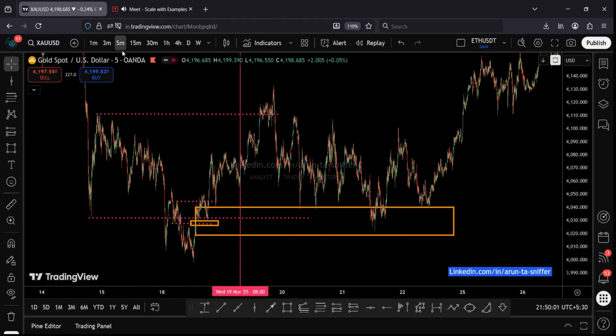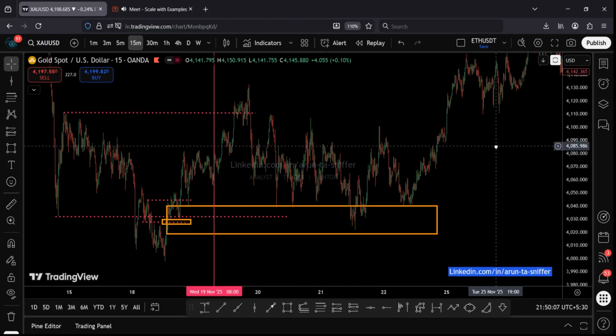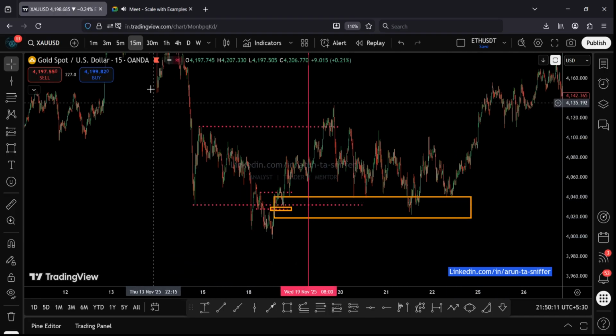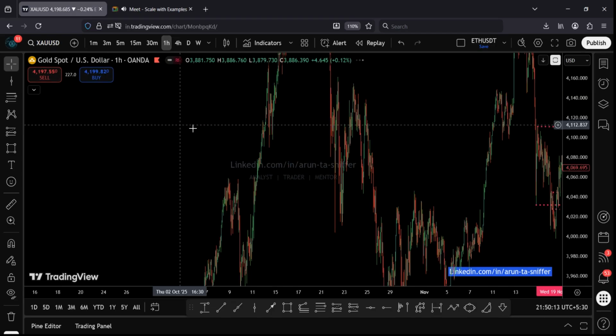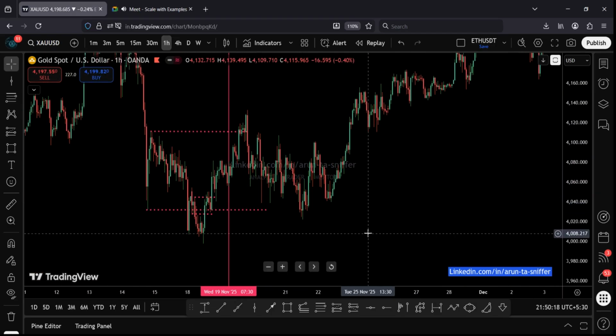Why? Some guys may be viewing this chart on, like this, we are viewing a chart on 5 minutes time frame. We can also look at this on 15 minutes time frame. This will look like this, right? Looking like this. Some may be viewing this at 1 hour time frame. On 1 hour time frame, this will look like this.